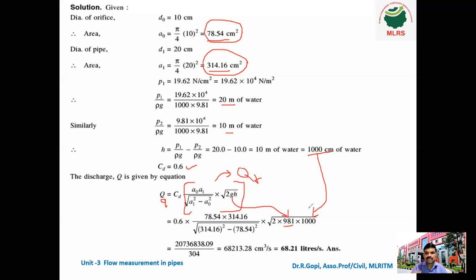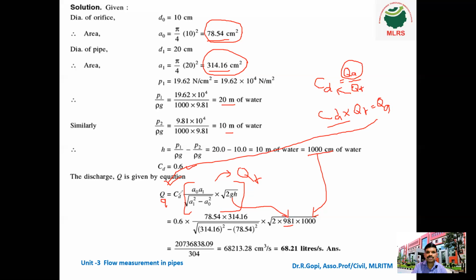This you already know. CD is equal to Q actual divided by Q theoretical. So I need only Q actual. So this Q theoretical goes to this side. Therefore CD into Q theoretical is equal to Q actual. So this is the formula I substituted here. That's all.